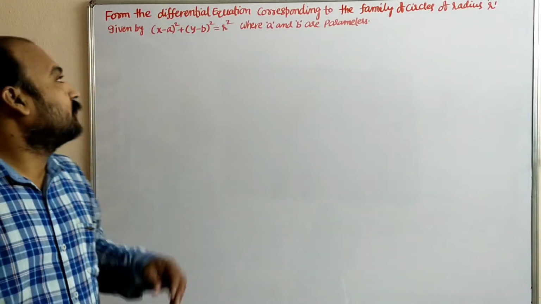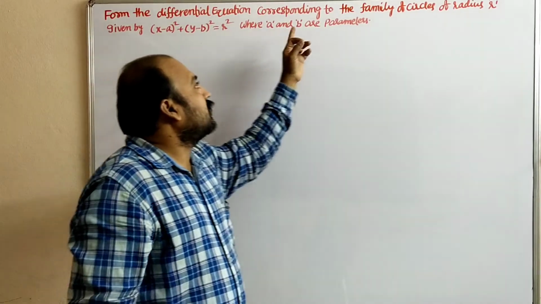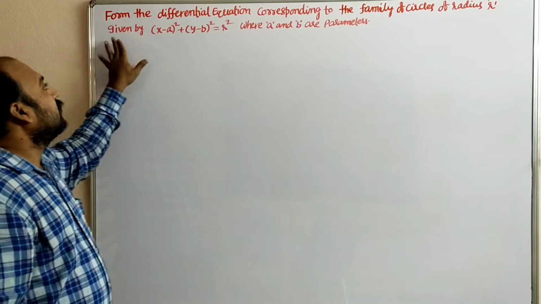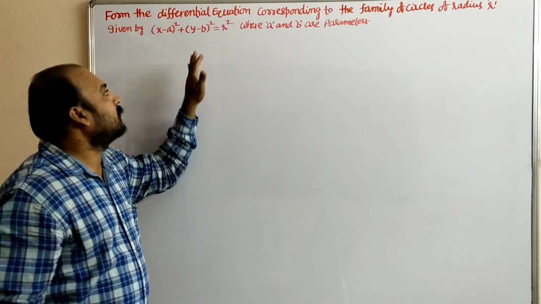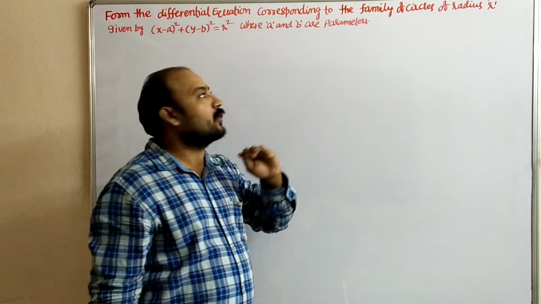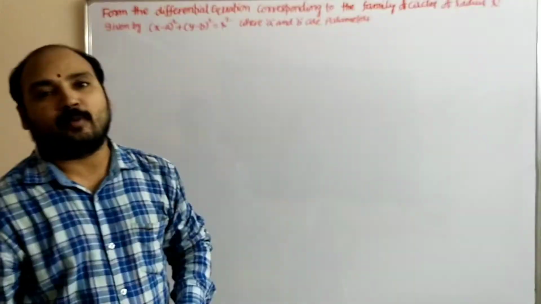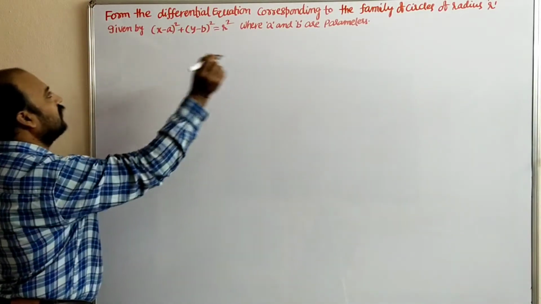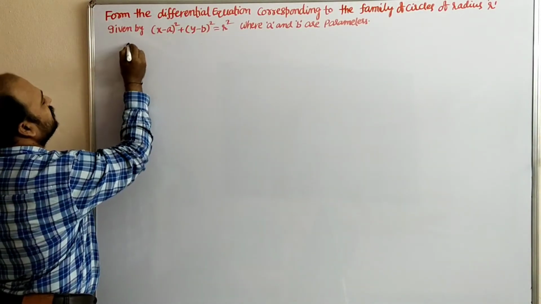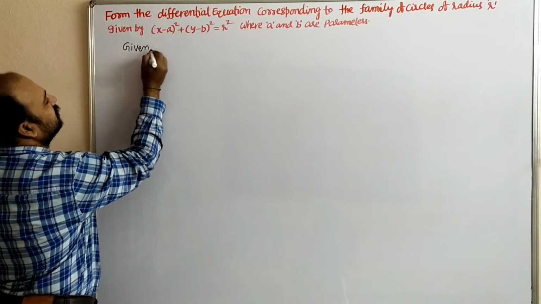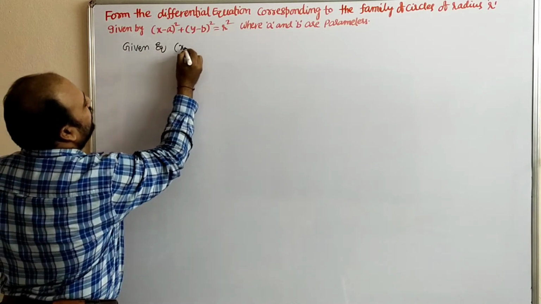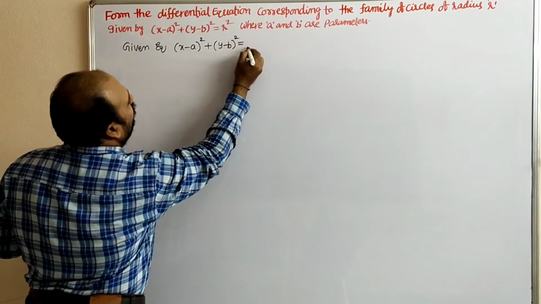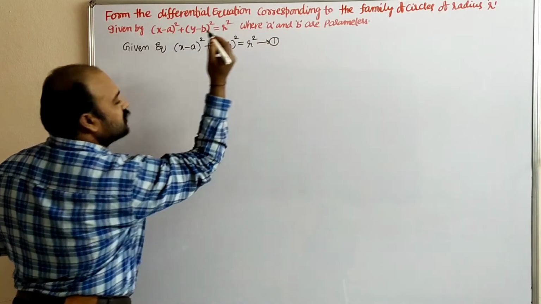The next question. Form the differential equation corresponding to the family of circles of radius r given by x minus a whole square plus y minus b whole square equal to r square, where a and b are parameters. That means 2 constants are given. So first, given equation or given family of circles: x minus a whole square plus y minus b whole square equal to r square. Put that as equation number 1.